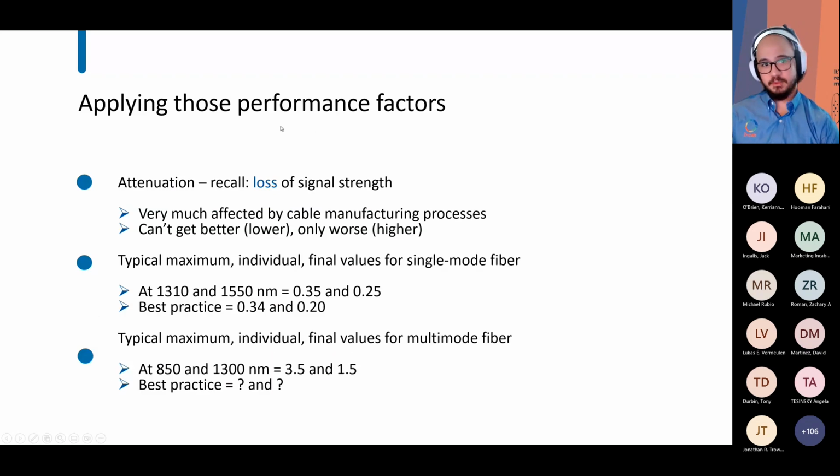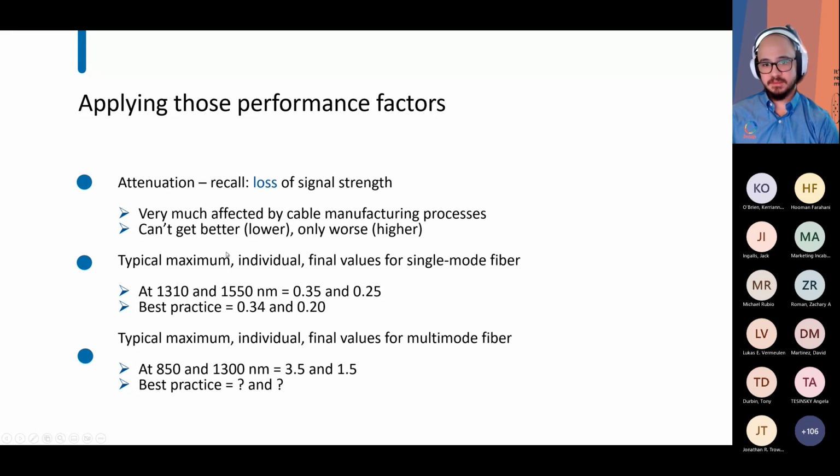So how do we apply these performance factors? So attenuation, again, recall, is loss of signal strength. This attenuation is very much controllable by the cable manufacturing process, and it can't get any better. It can only get worse. So if you start out with 0.33, it can't improve. It can't go down to 0.32 during cabling. It can only get higher.